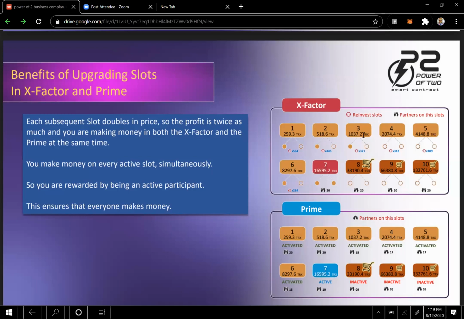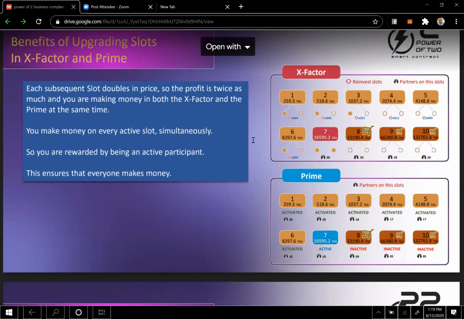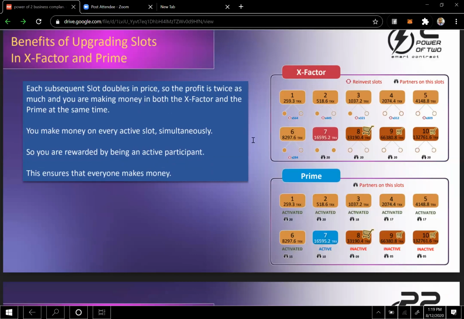Now let me talk about Prime. When you upgrade right away, the X factor level 1 is going to open up for you. $5 is going to go to level 1 and $5 is going to go to level 1 in Prime. So it's going to open up for you. All right, that's what is going to happen. And then you yourself have to upgrade the second level yourself.